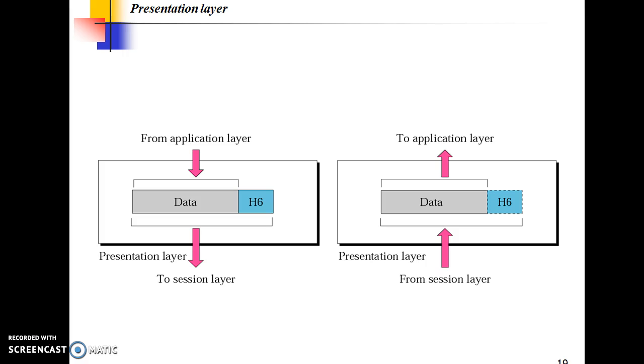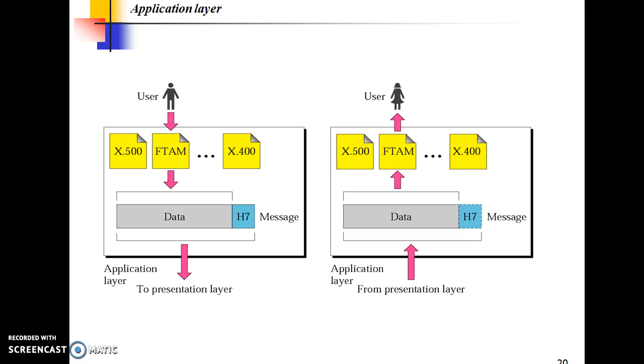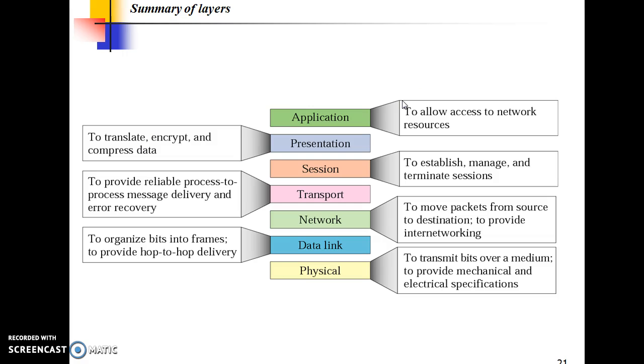Then at the presentation layer, same thing. The application layer will send the data to the presentation layer, and at the destination side, the presentation layer will provide the data to the application layer. The application layer will get data from the user, because it provides the user interface. The presentation layer will provide the data to the application layer, and from the application layer the user will get that data at the destination side.